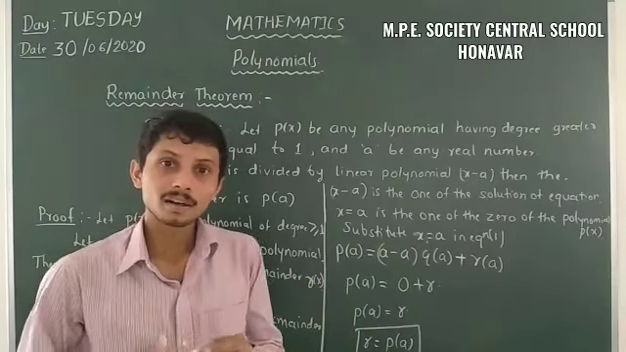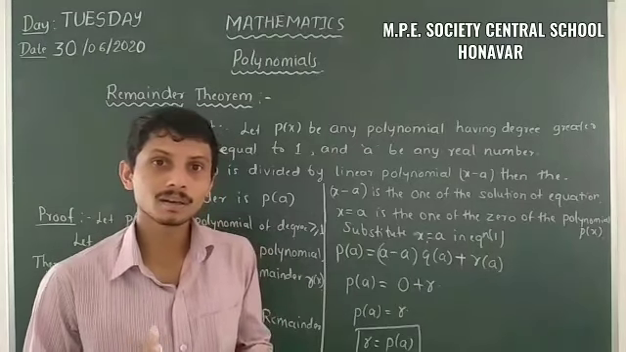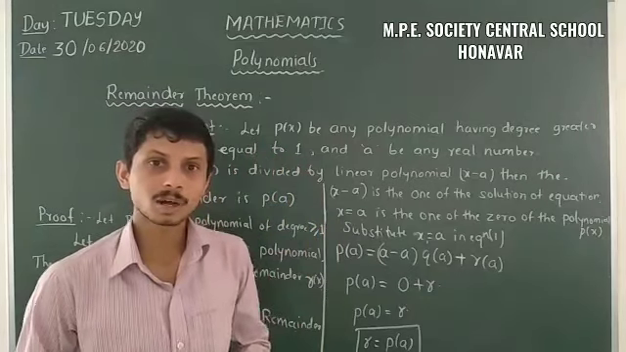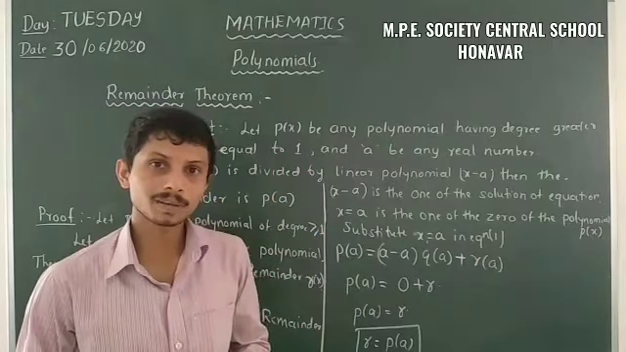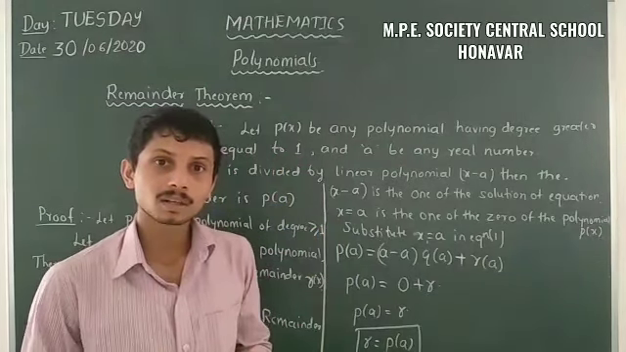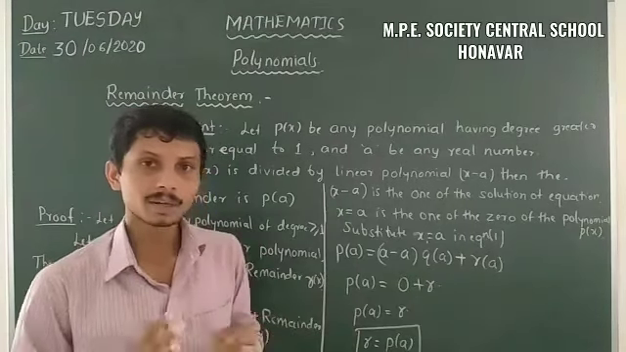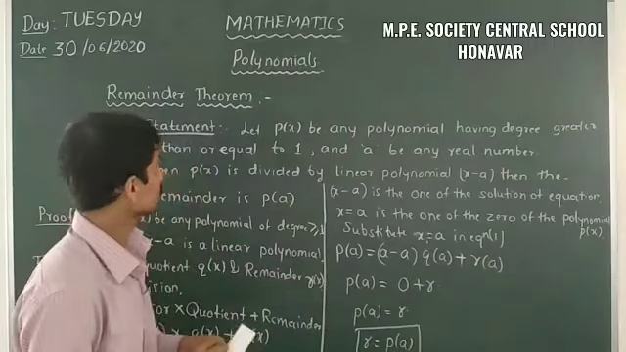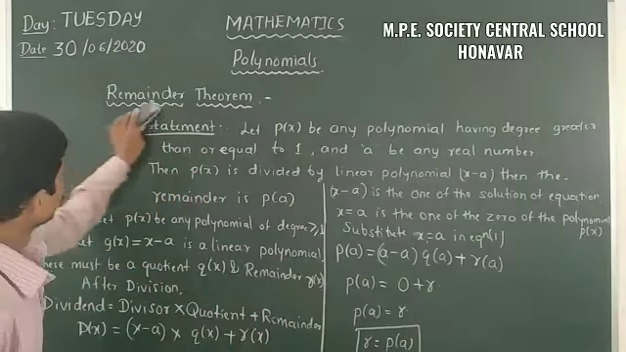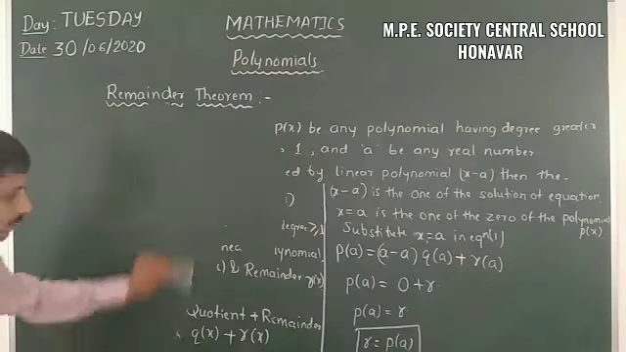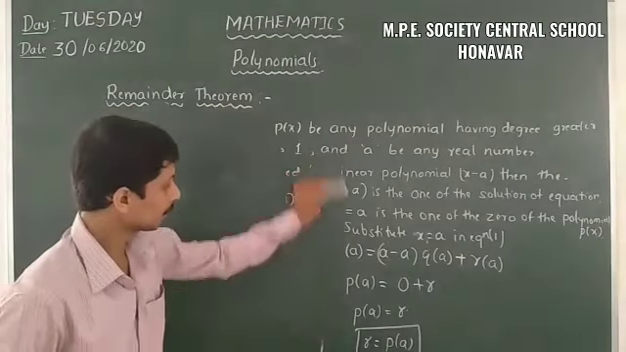So let us take some examples for proving this remainder theorem. After taking the example we have to take the real polynomials. So we have to prove the remainder theorem. So let us take some examples.